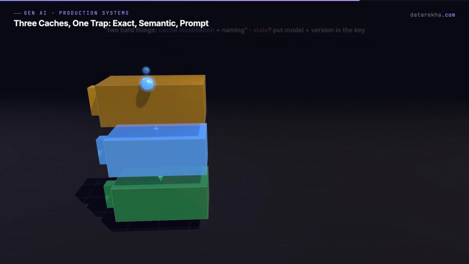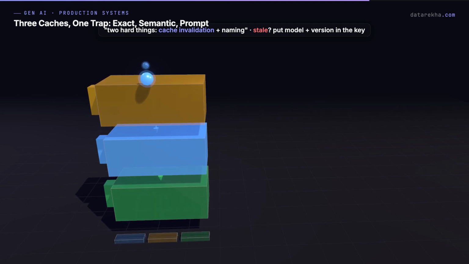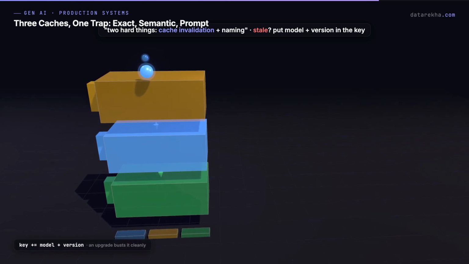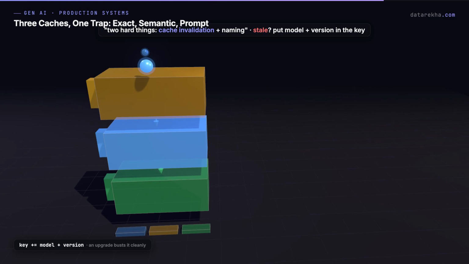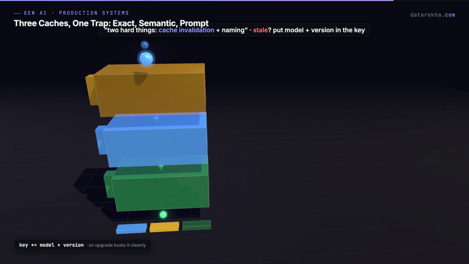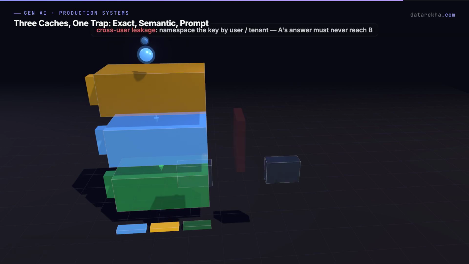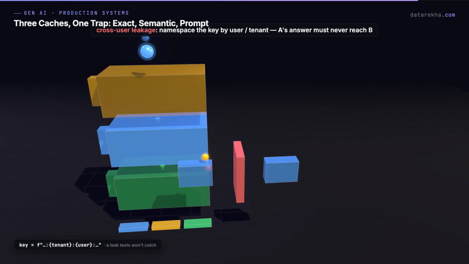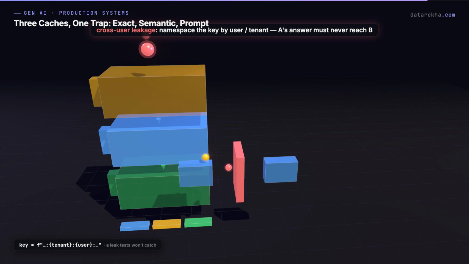Now the genuinely hard part, the one the famous quote is about: there are only 2 hard things in computer science, cache invalidation and naming things. 3 failure modes. 1. Stale responses, so put the model name and version in the key. 3. And this has burned production systems, cross-user leakage. If your response is personalized, namespace the key by user or tenant. Serving user A's account details to user B is a silent data leak that tests won't catch.